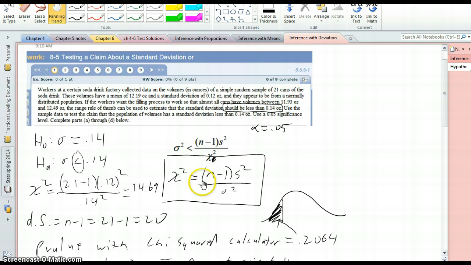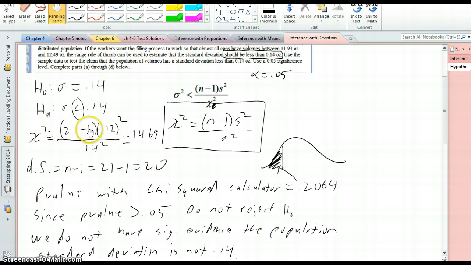So if we calculate this chi-squared, we put 21 minus 1, 0.12 squared, over 0.14 squared. So we get a chi-squared statistic of 14.69. You're like, okay, is that good or bad? Well, we could pull up the table and ask, what's the probability of getting this? The chi-squared is skewed to the right, 0 is on the left side, and this point right here would be 14.69. So the question is, what's the probability of getting this much variation or less? If we use the chi-squared calculator on StatCrunch, we're going to get 0.2064.